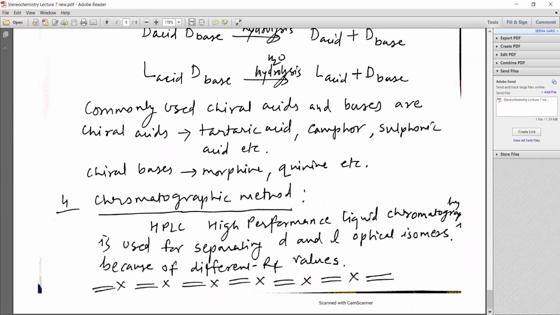The next and last method is the chromatography method. By the chromatography method, we can separate enantiomers, optical isomers, because they have different Rf values. Usually HPLC, high performance liquid chromatography, is used for separating enantiomers, dextro and levo, and it is a very modern technique to separate enantiomers.